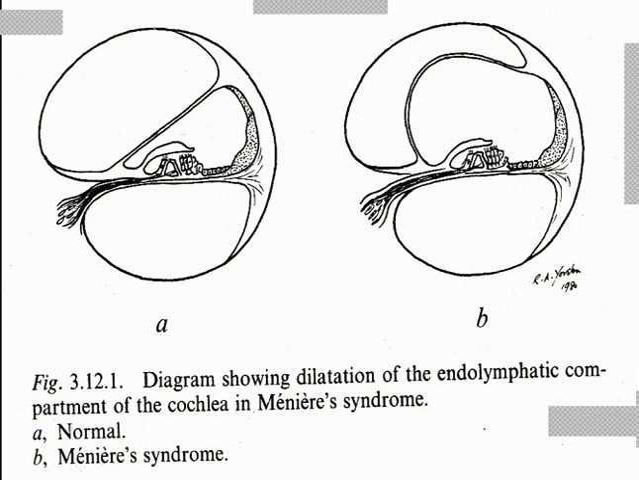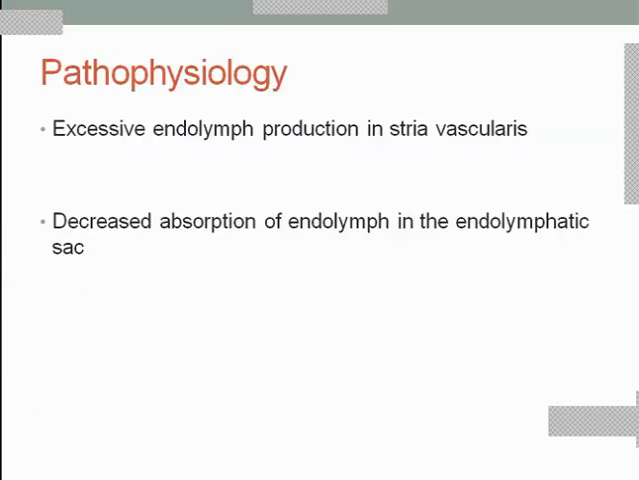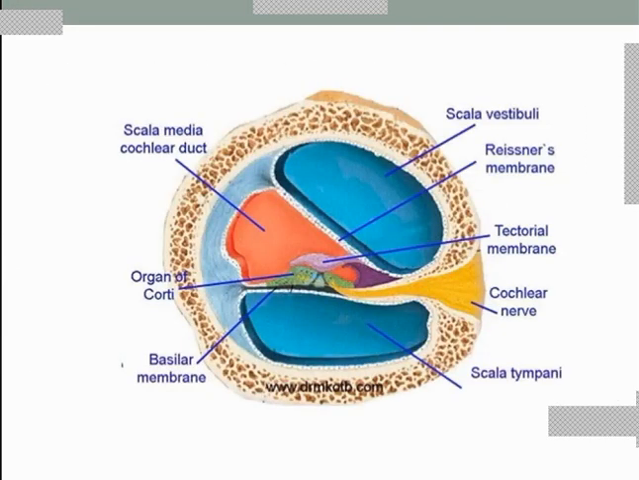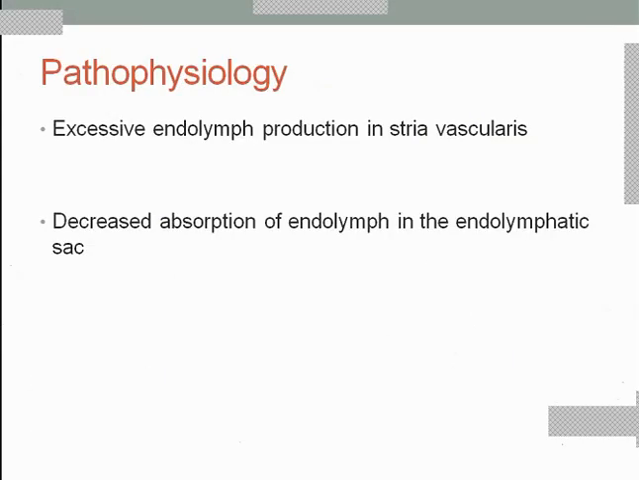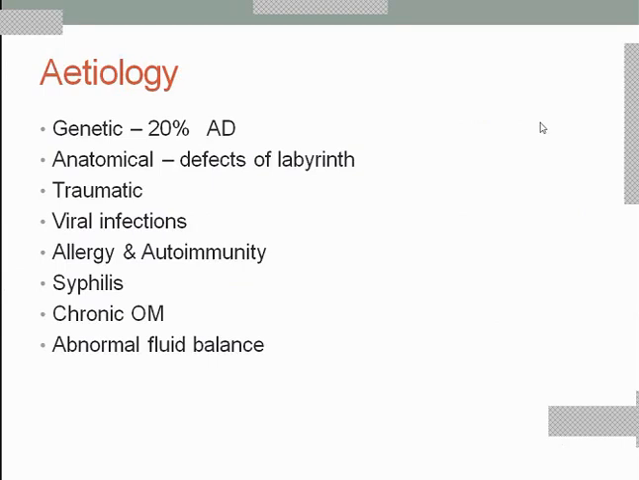So either increased production in the stria vascularis or decreased absorption or abnormality here results in an increased amount of endolymph fluid. That results in endolymphatic hydrops. Causes include genetic, which accounts for 20%, mostly autosomal dominant, and anatomical defects of the labyrinth, trauma, viral infections, allergy or autoimmune diseases, syphilis, chronic otitis media, or abnormal fluid balance.